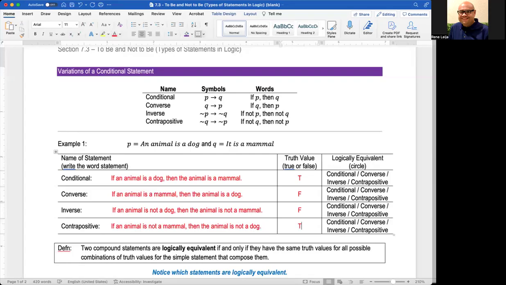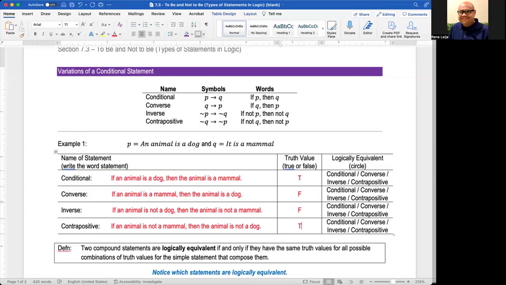If an animal is not a mammal, so let's say a snake, because it's cold-blooded. Okay. If an animal is not a mammal, so that would be a snake, then the animal is not a dog. Then the snake is not a dog, which is true.